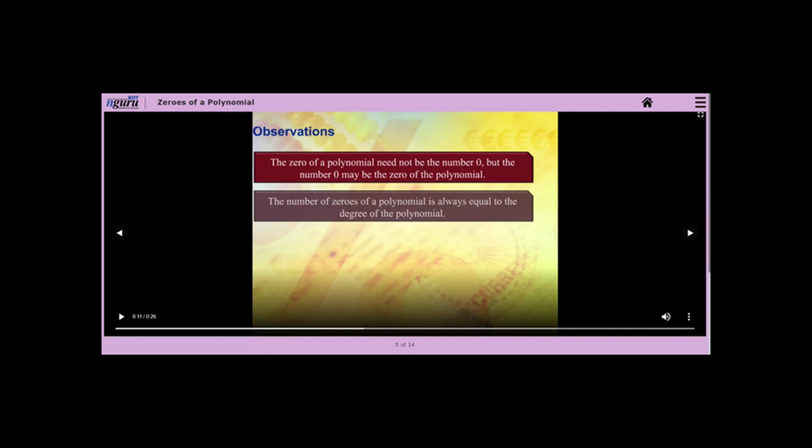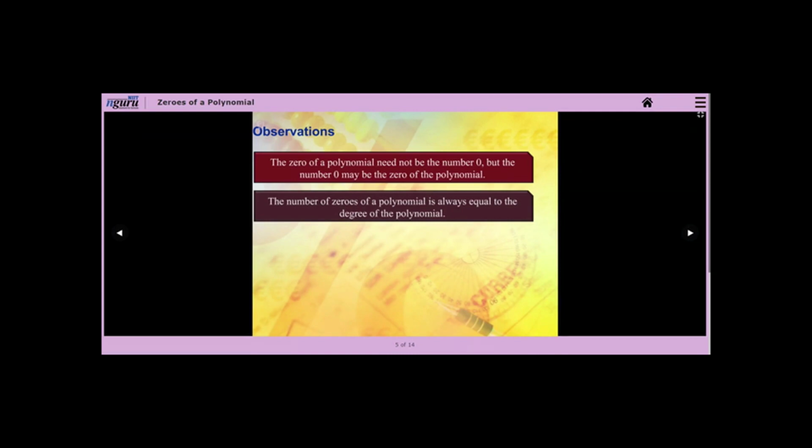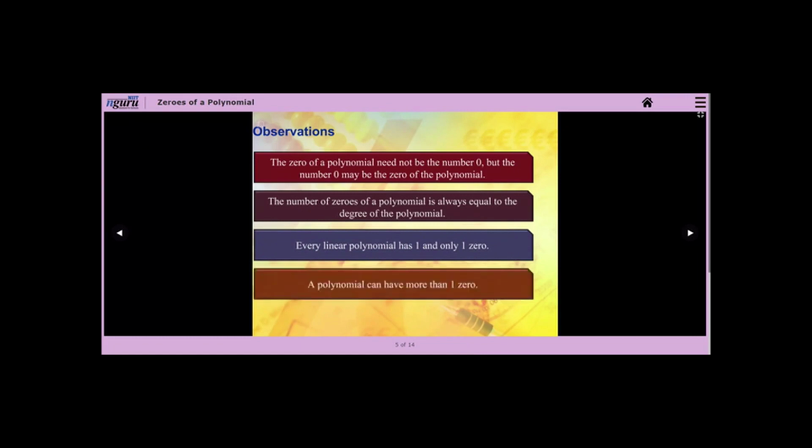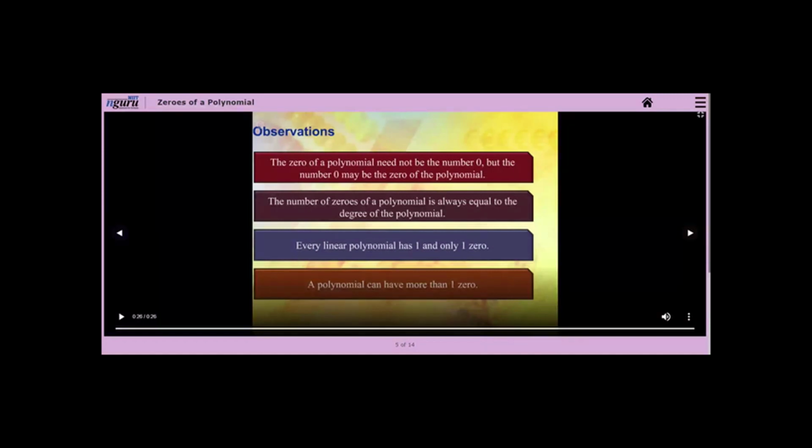How many zeros will the polynomial have? It is equal to the degree. The number of zeros of a polynomial is always equal to the degree of the polynomial. Every linear polynomial has one and only one zero. A polynomial can have more than one zero. Correct? Yes, ma'am.